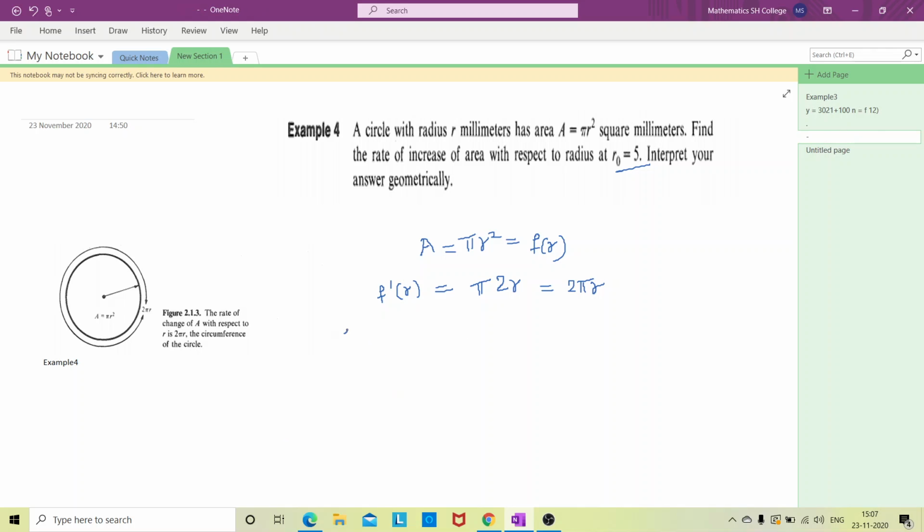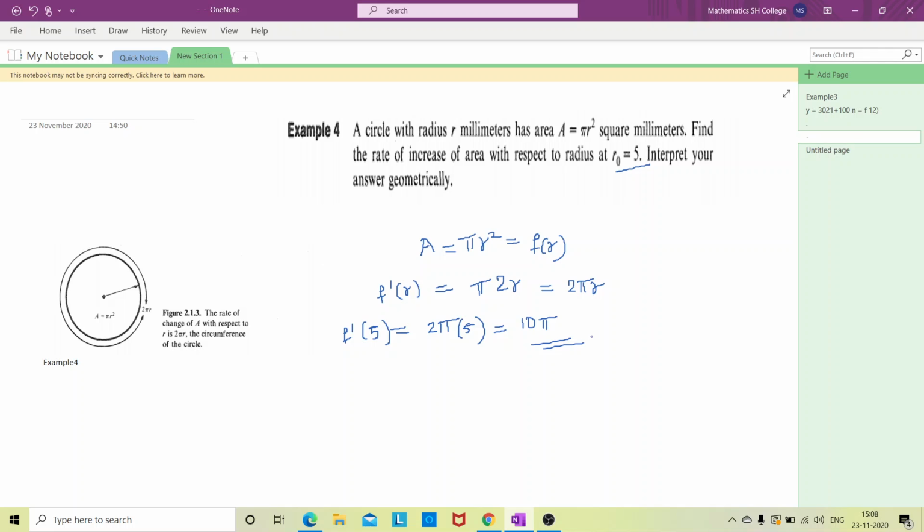So when you put r naught as 5, f dash at 5 means 2 pi into 5. So it will give you 10 pi. So the rate of increase of area with respect to radius at r naught equal to 5 is 10 pi. Also the unit will be square millimeters per millimeter.